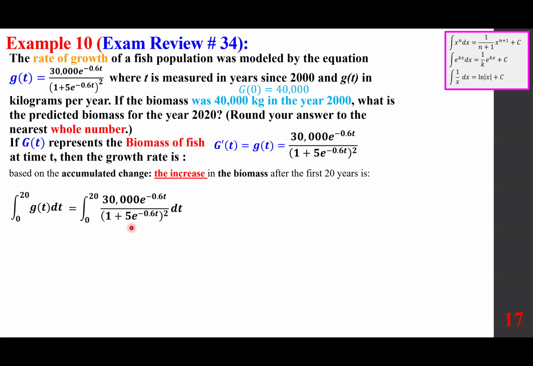Having said that, anytime you have a fractional format, the first step is to simplify if you can, and when you cannot, the denominator, of course, without the exponent, is a choice of u. Now, I hope you realize the derivative of this one, of course, is 0. This one is itself times -0.6. So the product of these two, 5 and -0.6, is -3. So du becomes -3 e to the power of -0.6t dt.